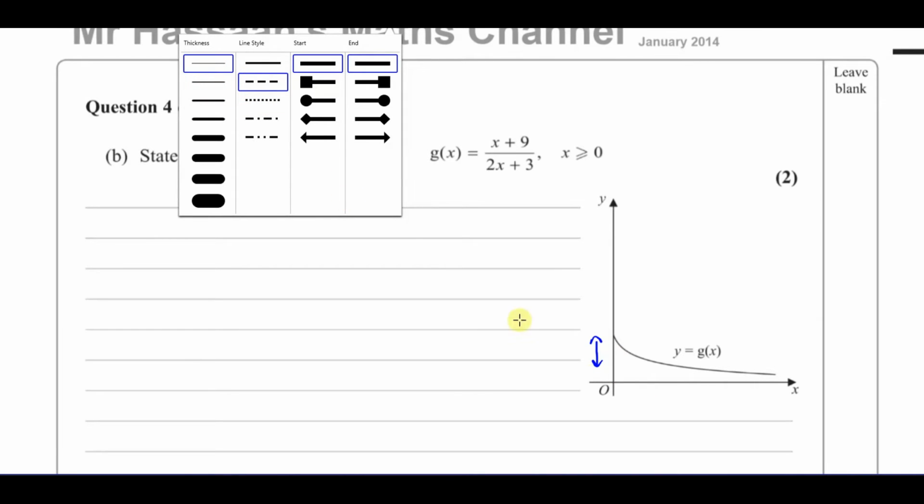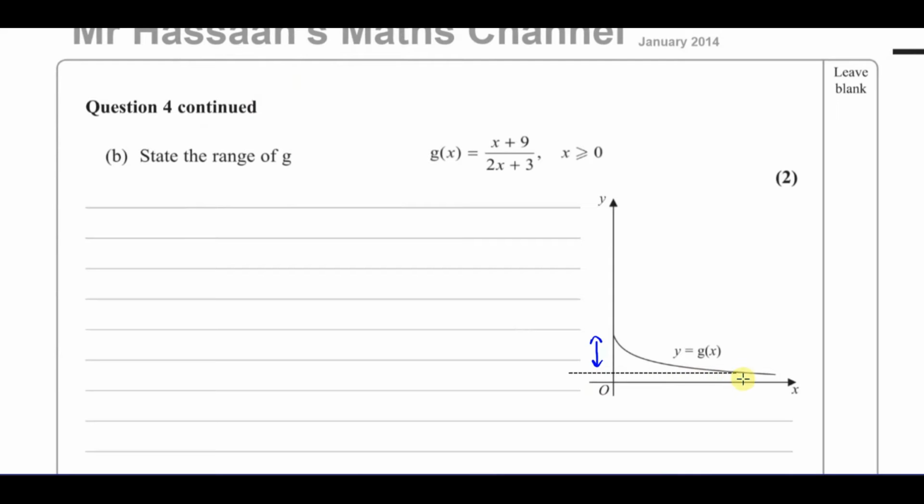And it's y equals a half, which is going to go over here. Let me put it lower so it doesn't touch the curve. Okay, so y equals a half is the horizontal asymptote. So we know that the graph's range is between these two values, a half and 3. So we can just write down g of x is less than or equal to 3, but greater than a half. And that's all it says to state.